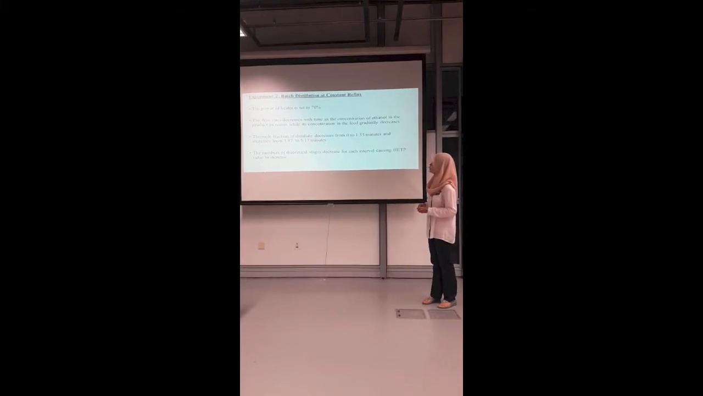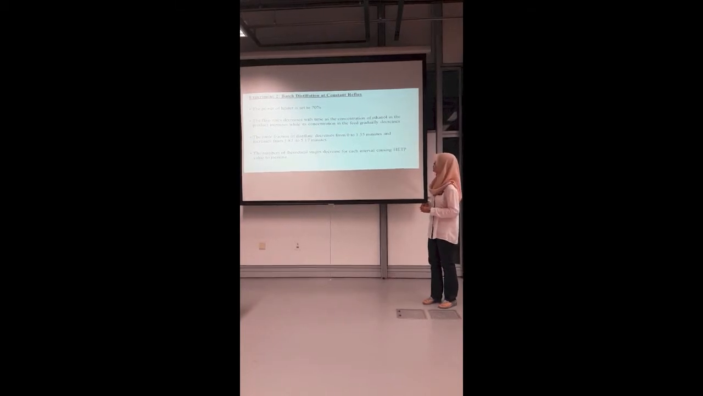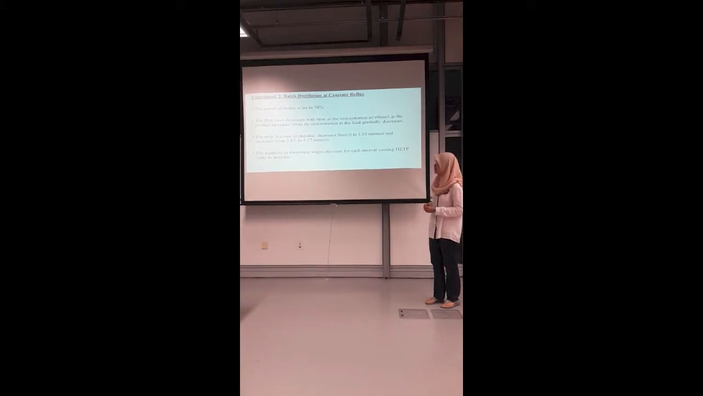Okay, for experiment 2, the power of the heater is set to 70%. So the flow rate increases with time as the concentration of ethanol in the product increases, while its concentration in the fluid gradually decreases. The mole fraction of distillate decreases from 0 to 1.55 minutes and increases from 3.87 to 5.17 minutes. And the number of theoretical stages decreases for each interval, causing each HETP value to increase.